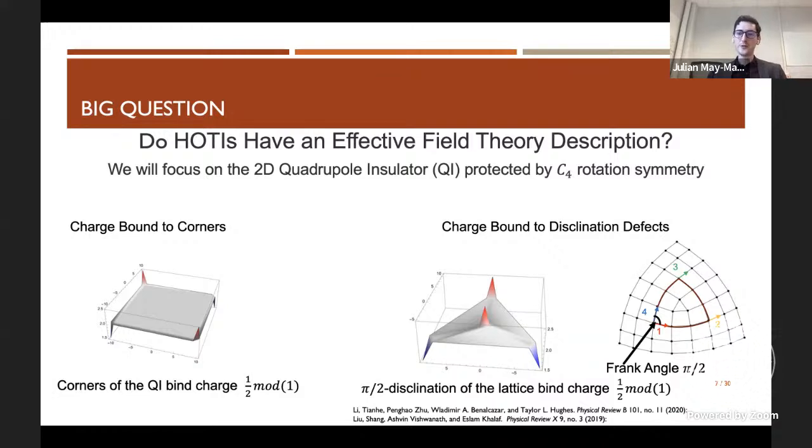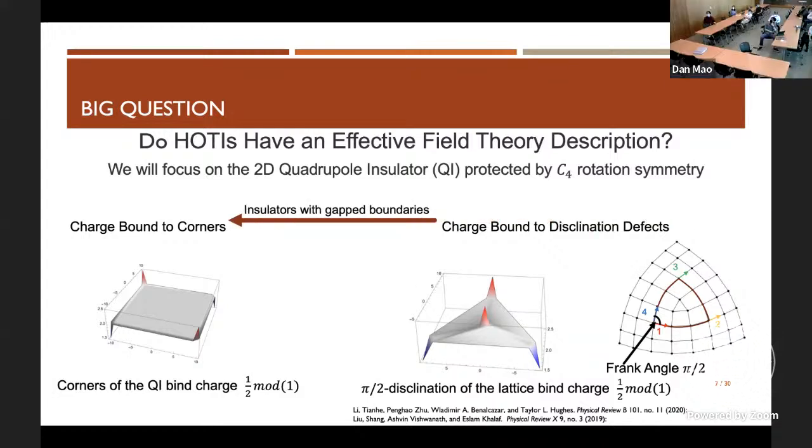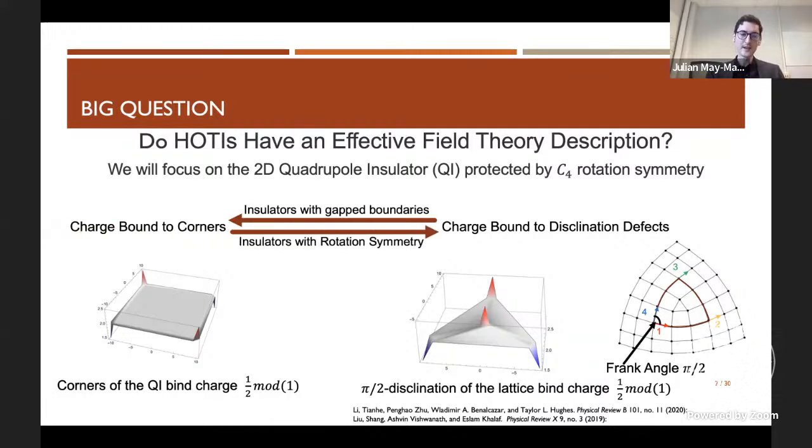So these are going to be the 2 main features I'm trying to understand of the quadrupole insulator using an effective field theory approach. And as it turns out, these 2 features are actually very well connected to one another. And as I'm going to show later on using quantum anomalies, if I have an insulator with gapped boundaries, charge bound to disclination defects indicates that charge is also going to be bound to corners of my system as well. Similarly, if I have a system where charge is bound to corners and my insulator has rotation symmetry, I'm then going to find that charge will also be bound to disclination defects.